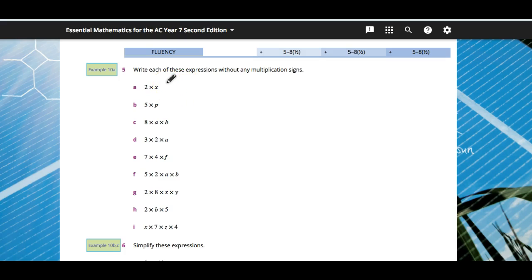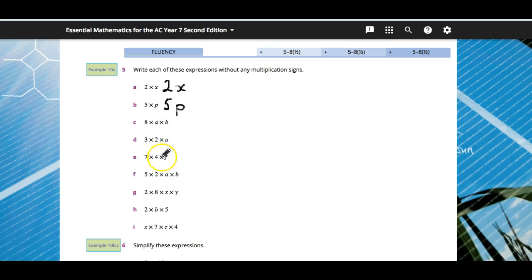So the first one, we've got 2 times x. Remember, we write 2x. And this one here, 5p. If you want to, just think of your letters as objects. So if we think of p as pencils, we don't say, I need to buy 5 times pencils. You just say, I need to buy 5 pencils. So there's kind of an implied multiply there, as you would if you were going to buy 5 pencils. You don't say 5 times pencils, you just say 5 pencils.